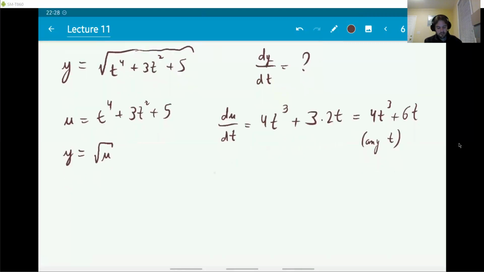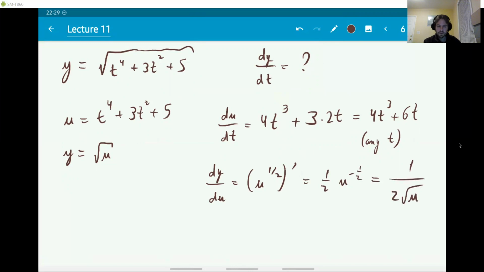Finally, dy/du. Well, y was the square root of u, which you can write as u to the 1/2. You're trying to find the derivative of that. That's 1/2 times u to the minus 1/2, which becomes 1/(2 root u). You may have memorized this by this point, the derivative of the square root. This one here is only valid for positive u, because there's a square root and the u is in the denominator.